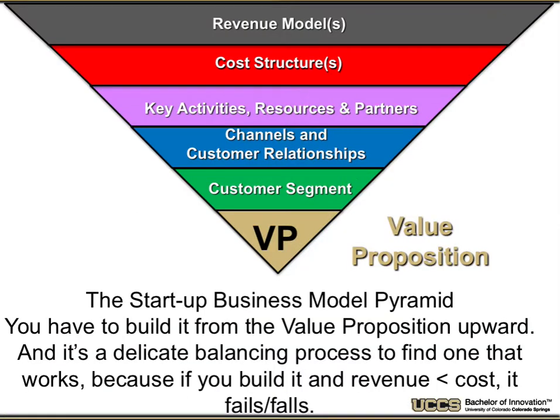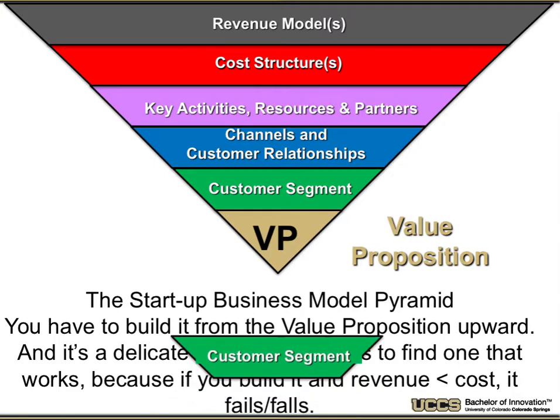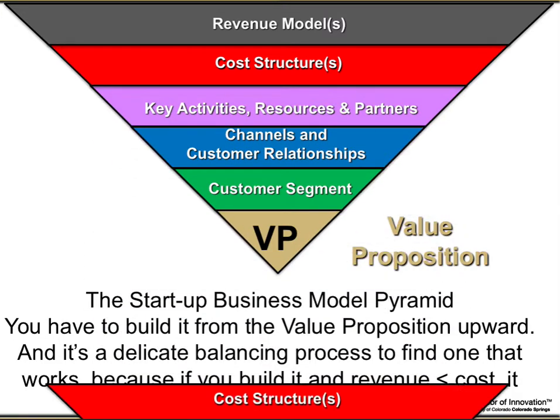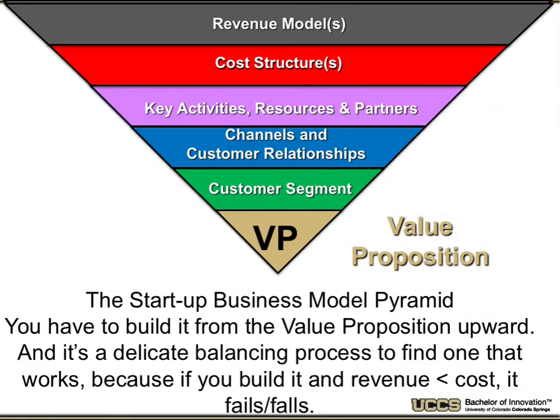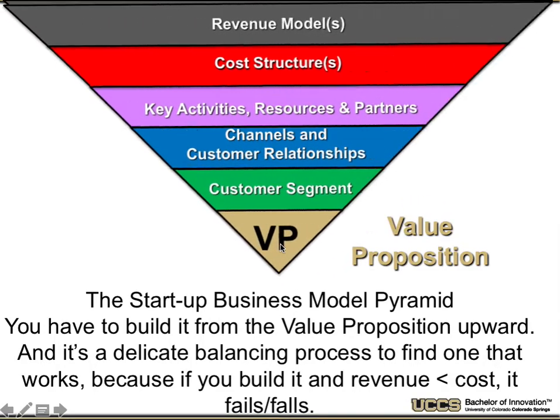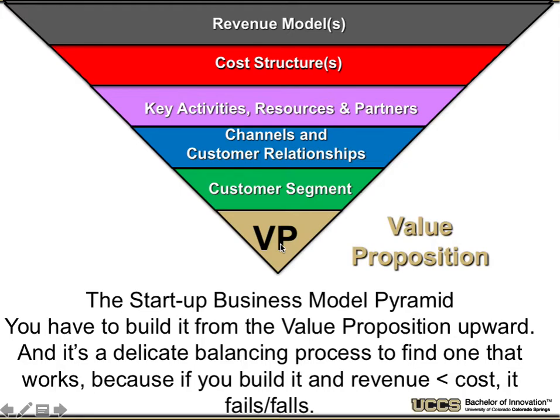So people started looking at things differently, and so a slightly different model for the startup company is to think that we actually build this from the value proposition upward, but it's a delicate balancing process because you have to find such a way that when you build this, if revenues are less than cost, this will fail. So as I build my elements, cost structures up to revenue models, if I nail the value proposition of the customer segment, this might all work out. But if not, if my revenues don't actually cover my costs, if I've not lined up my customer segment value proposition, this whole thing's going to teeter and fall over. Not a very good way of looking at it.